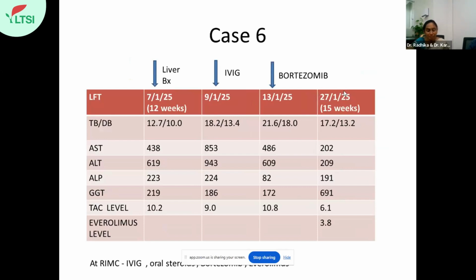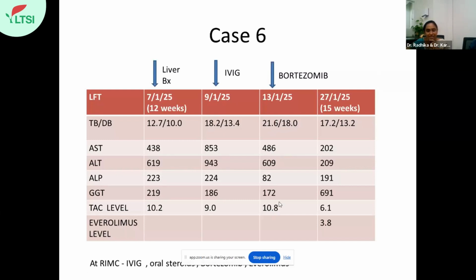After the biopsy showing plasma cell rich rejection, we decided to go ahead with 5 doses of IV immunoglobulin, IVIG. Even after 3 doses of IVIG, her graft did not settle. From 18.2, bilirubin went up to 21.6 with a direct component of 18. Though there was a little less AST and ALT, the bilirubin did not settle, and the tacrolimus level was maintained at 10.8.